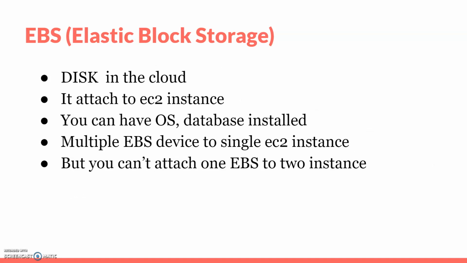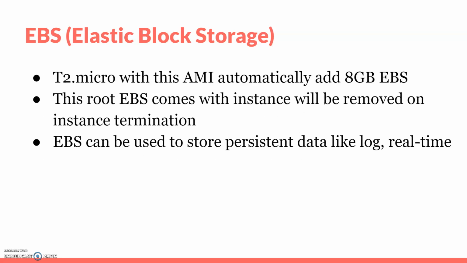EBS is kind of a disk in your cloud, like an external hard disk you can attach to the EC2 instance. You can have the OS storage and a database installed on EBS, and you can attach multiple block storage volumes to your instance, but you cannot attach a single EBS volume to multiple instances. In this session we come to know what EBS is and how it works.